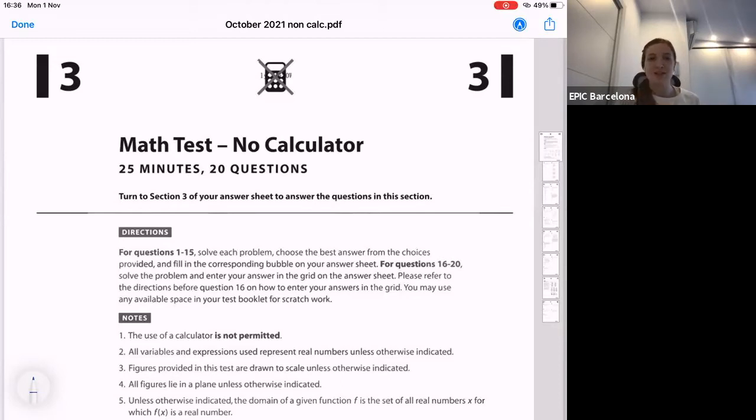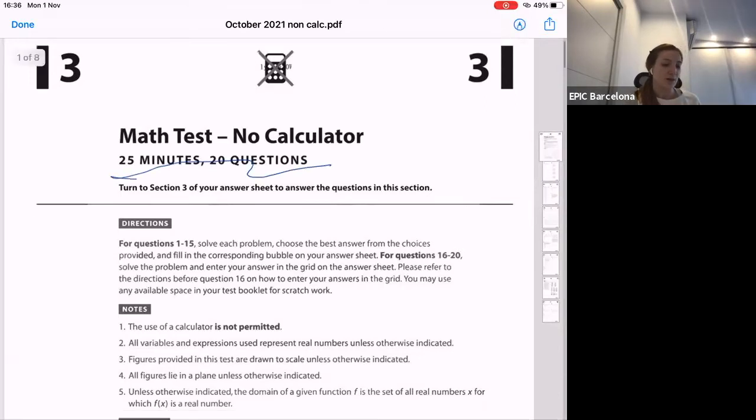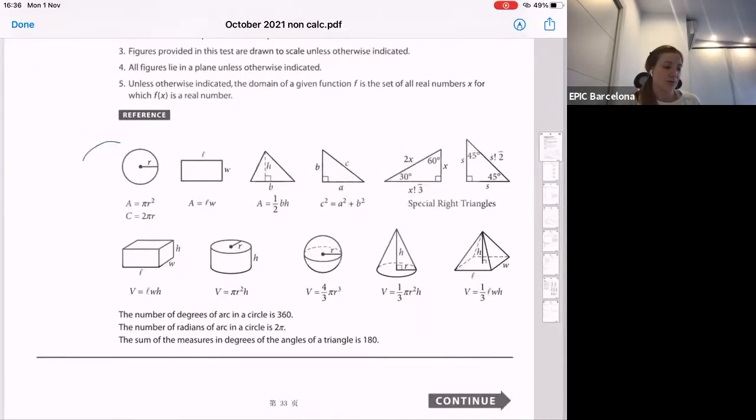Okay, let's get started. So for those of you familiar with the SAT exam, remember the non-calculator section is always section 3, and you have 25 minutes to complete 20 questions. Also, you are given this little reference table here. However, you should have most of these formulas down if you're a true SAT master, but they are there in case you go blank or you need a formula reference.